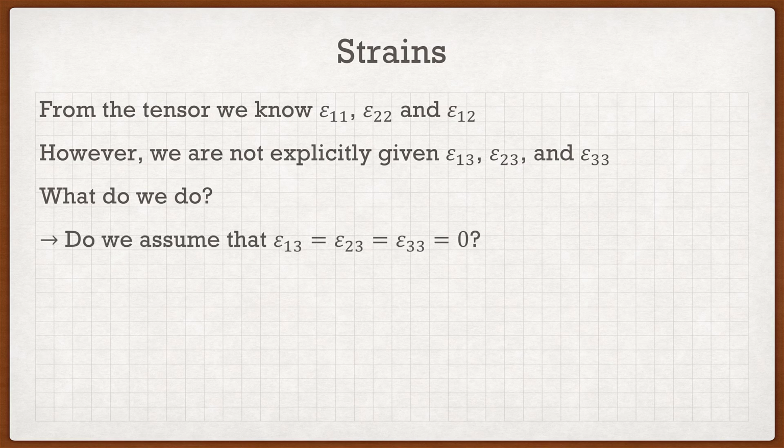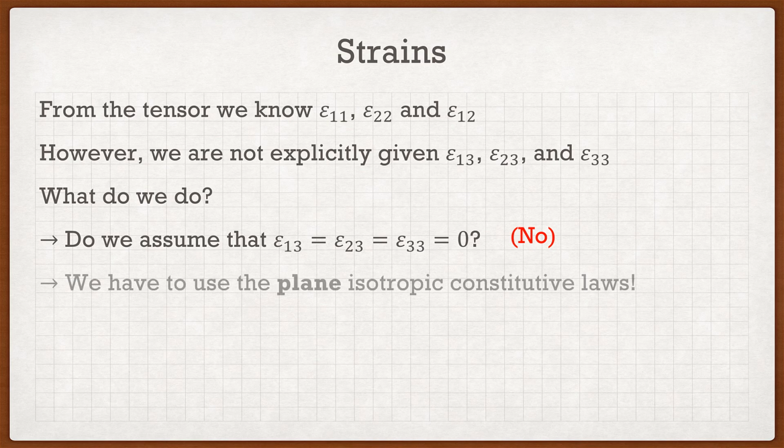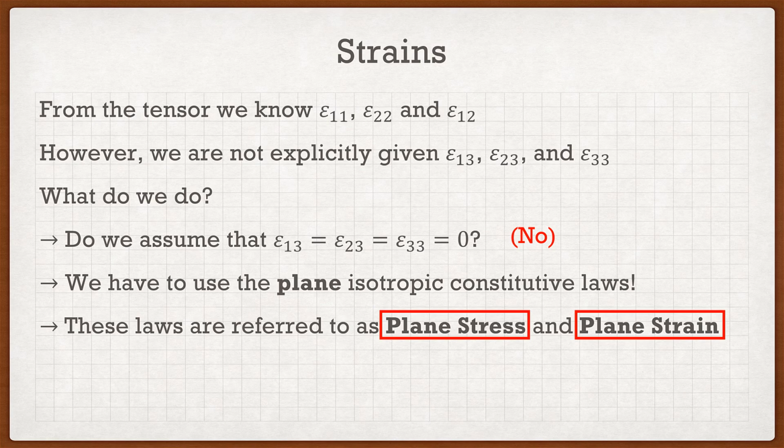Well, the first option is, can we assume that epsilon 1,3 is equal to 2,3, which is equal to 3,3, which we just say is 0? If we're not given them, they must be 0, right? Well, the answer to this is no. Please don't do that. You guys will get marks taken off because you will have the wrong answer. The proper way of doing this is to use the plane isotropic constitutive laws. As I mentioned before, these are referred to as the plane stress and plane strain conditions. We're going to look at both and try to determine how they can help us with our problem.